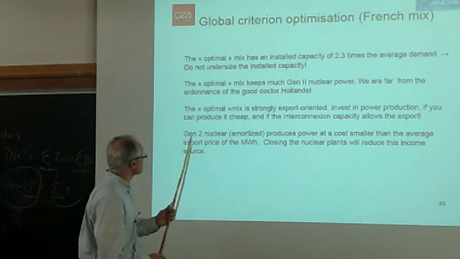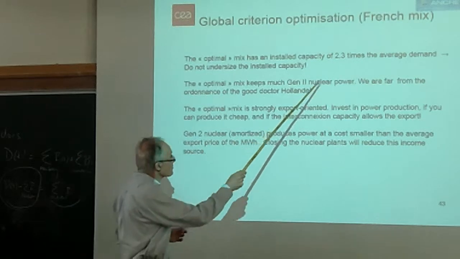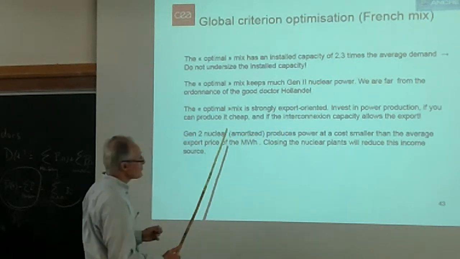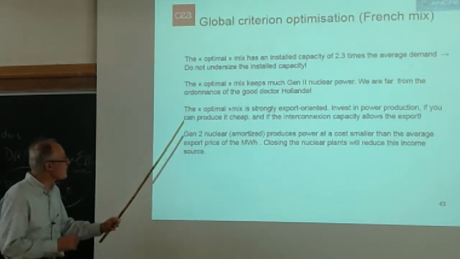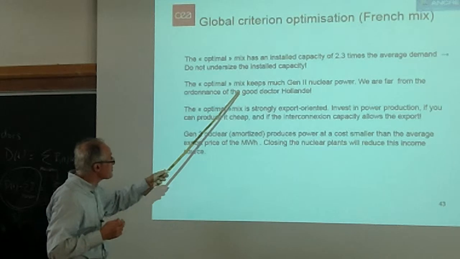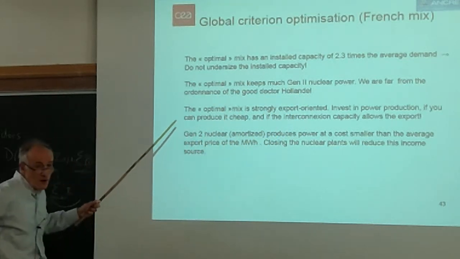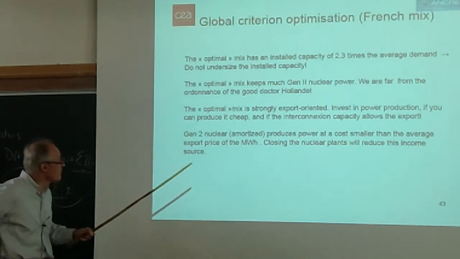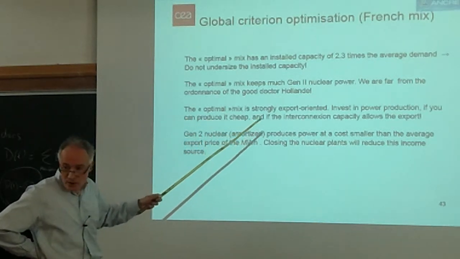Okay, a few messages. The optimal mix has an installed capacity which is much larger than the average demand. So the message is, do not undersize the installed capacity. Another message: the optimal mix keeps much Gen 2 nuclear power in it, and we are far from the requirements of the government. This optimal mix is strongly export-oriented.